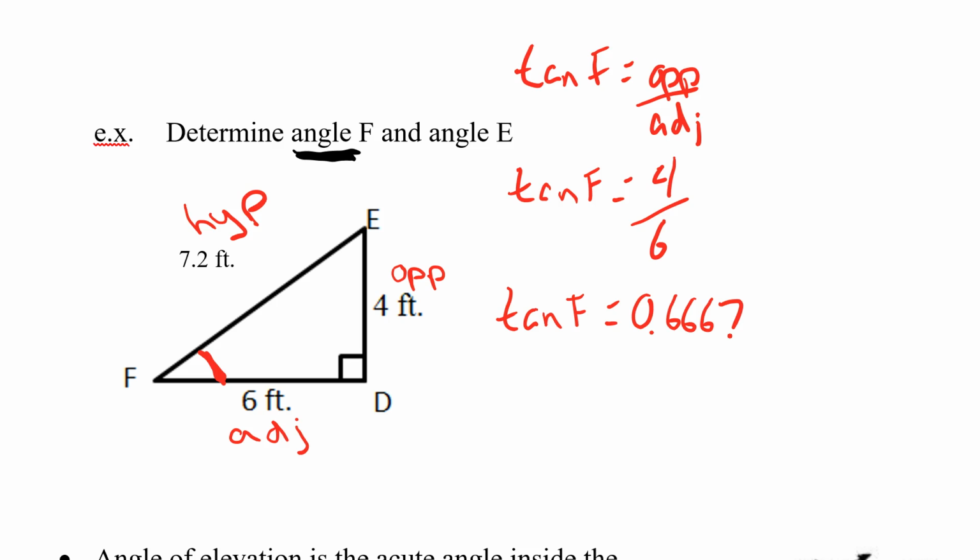Okay, so now I need to take this to the next step. I want to get F by itself. So I have to do the opposite of tan, just like if I was dividing, I'd do the opposite, I'd multiply. So what is the opposite of tan? Well, it's the inverse of tan. So what I have to do is go to my calculator.